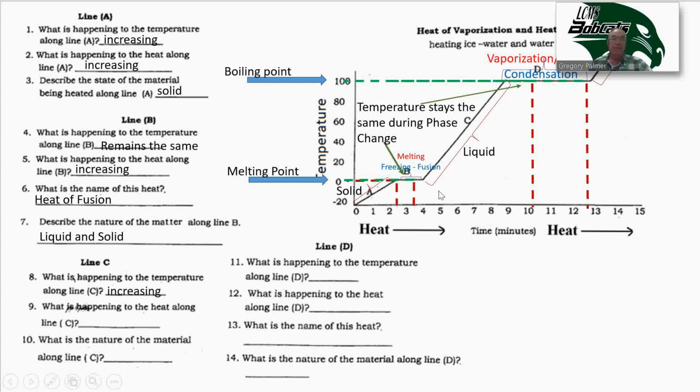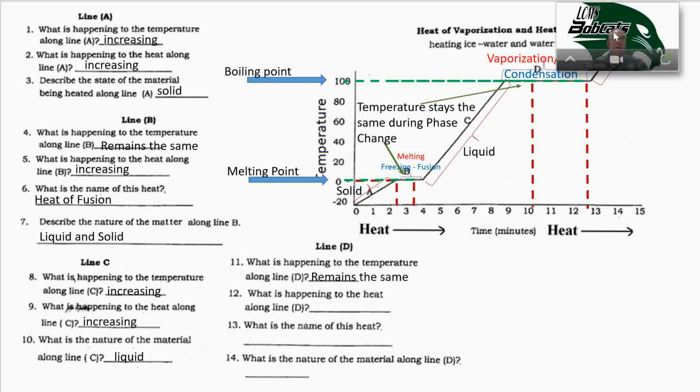Line C, the temperature is increasing. Line C starts at 0, ends at 100. That's an increase. The heat of line C starts here at 4. Line C ends here at about 9. So the heat increases. The nature of the material along line C is a liquid.